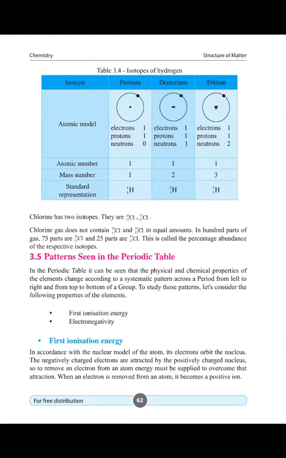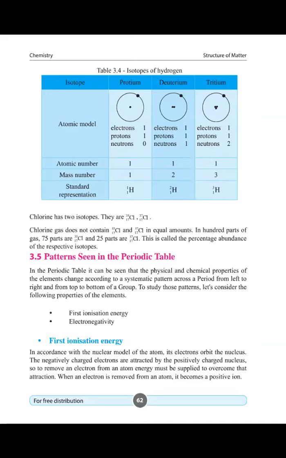Now, according to the nuclear models, you know the atomic models now: the nuclear model, planetary, Bohr model. According to the nuclear model by Rutherford, electrons are orbiting around the nucleus. Electrons are negatively charged and they are attracted by the positively charged nucleus. The nucleus is positively charged because of the protons.